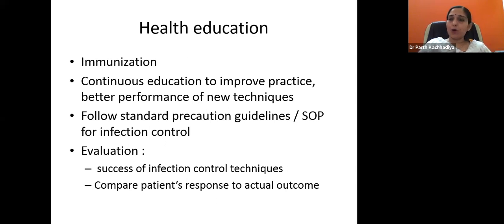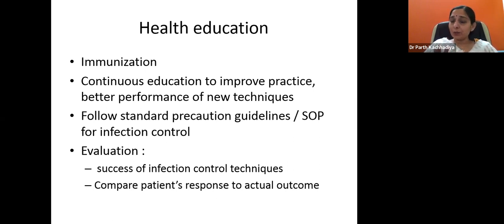And after all these things, what we need to do is to continuously keep on evaluating whether whatever exercise we are doing in the hospital to prevent infection is successful or not. So we need to keep a check on it. Whatever new technique, strategy, guideline or SOP you have applied in the hospital, we need to see whether we are getting any improvement or there is no response to it. So we have to continuously evaluate ourselves.